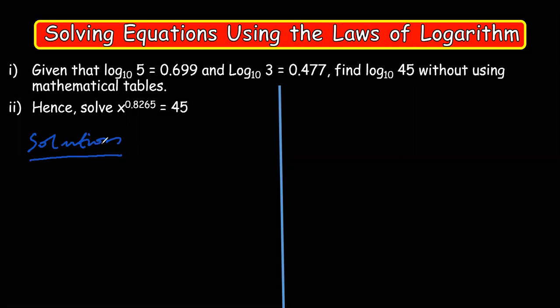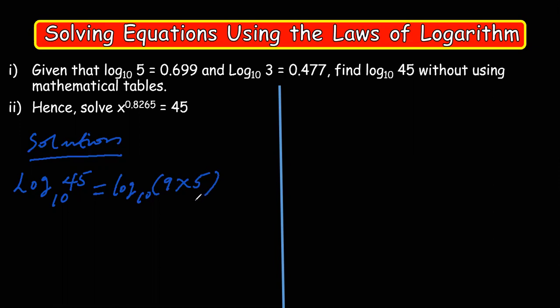So we have log 45 in base 10, which we are going to solve. For us to simplify this successfully, we are going to find two factors of 45 in such a way that we are going to have 5 and 3. Two factors of 45 are going to be 5 times 9 or 9 times 5. So log 45 in base 10 is giving us log of 9 times 5.